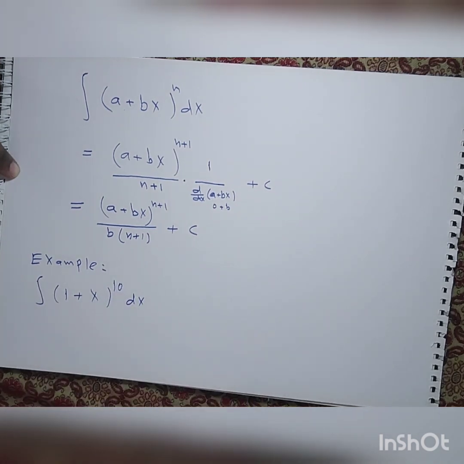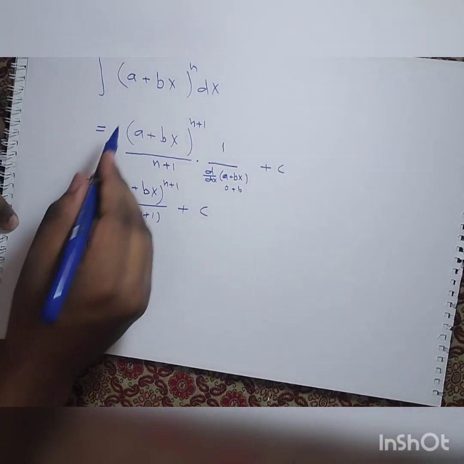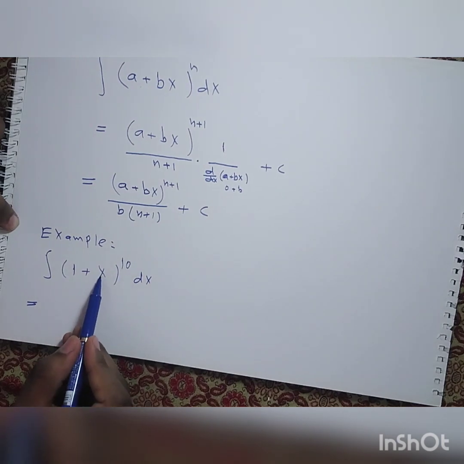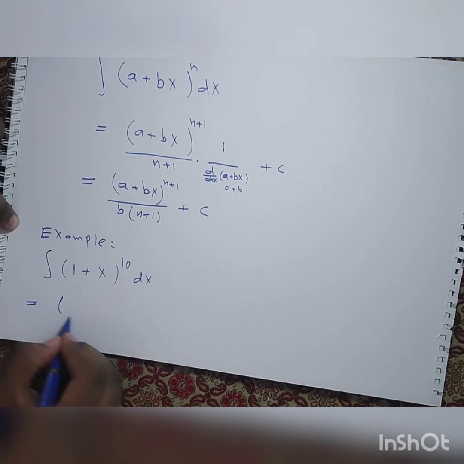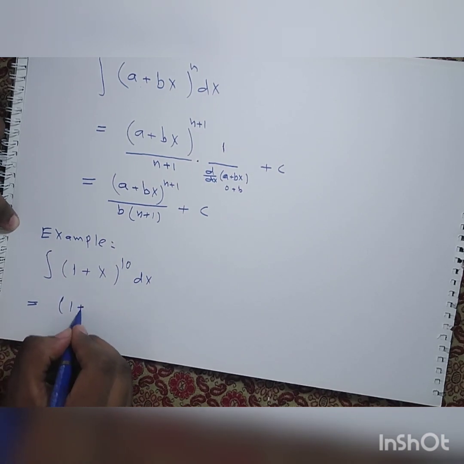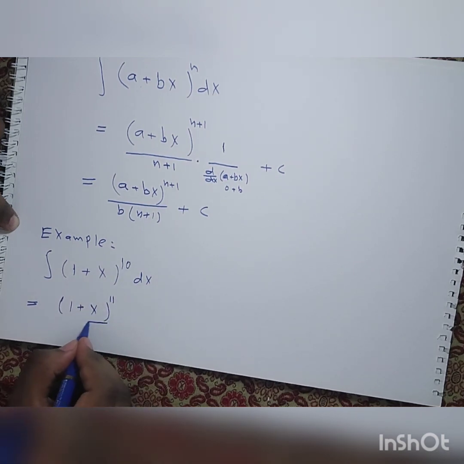So in this case here, we just apply the rule. So first we make sure that it is linear. That means we don't have squared here or cubed or any higher order. And then in this case we say (1 plus x) to the power, so we just add 1, then that will be 11, then divided by 11, which is the new power.